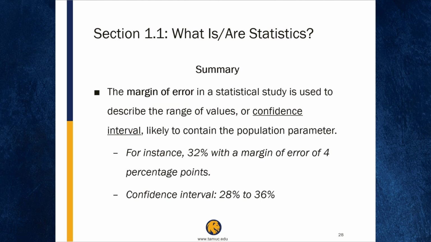The margin of error in a statistical study is used to describe the range of values or confidence interval likely to contain the population parameter. For instance, 32% with a margin of error of 4 would give us a confidence interval of 28% to 36%. Subtract the 4 to get 28, add the 4 to get 36.